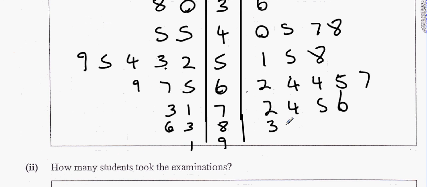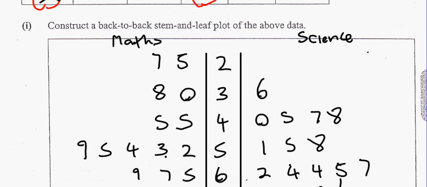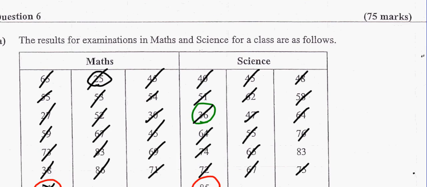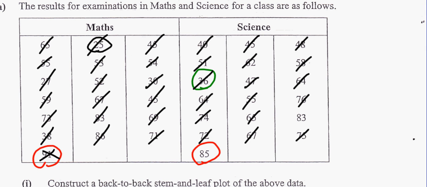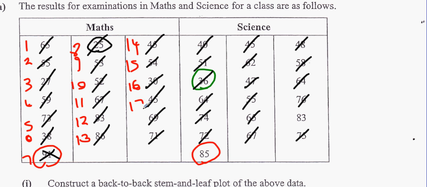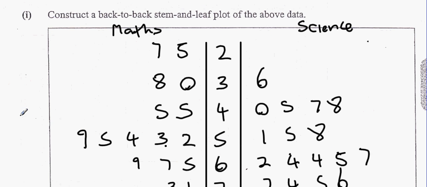Now, a way to check if you've done the right amount or not is, first of all, we can count how many people we have in total. It's 1, 2, 3, 4, 5, 6, 7, 8, 9, 10, 11, 12, 13, 14, 15, 16, 17, 18, 19. There's 19 people in this class, so 19 people equals 19 results.